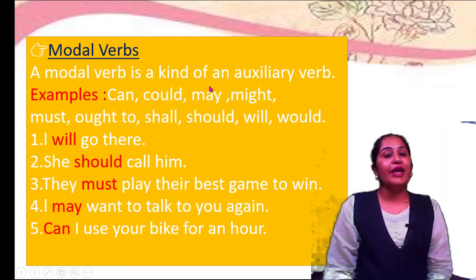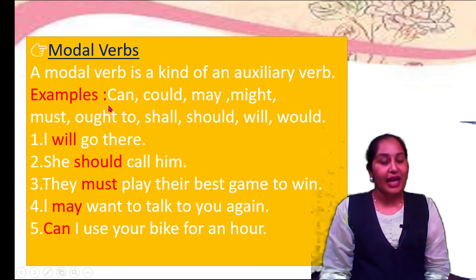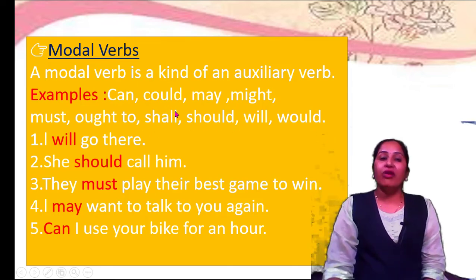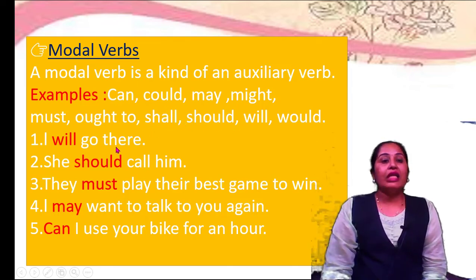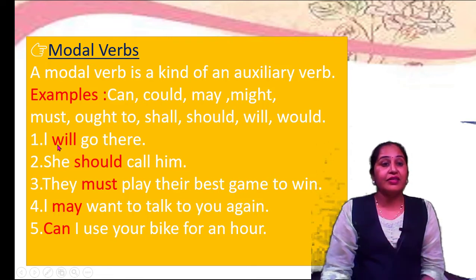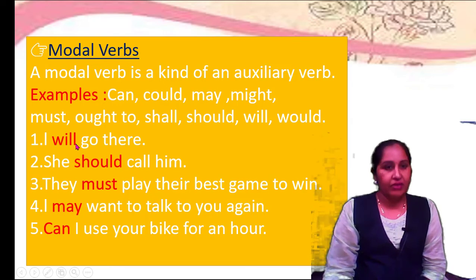Modal verb. A modal verb is a kind of auxiliary verb. Examples: can, could, may, might, should, must, ought to, shall, will, would, should. These are the modal auxiliary verbs. Modal verbs. I will go there. It shows the possibility. I will go there. I is here the subject. Will is here the modal verb.